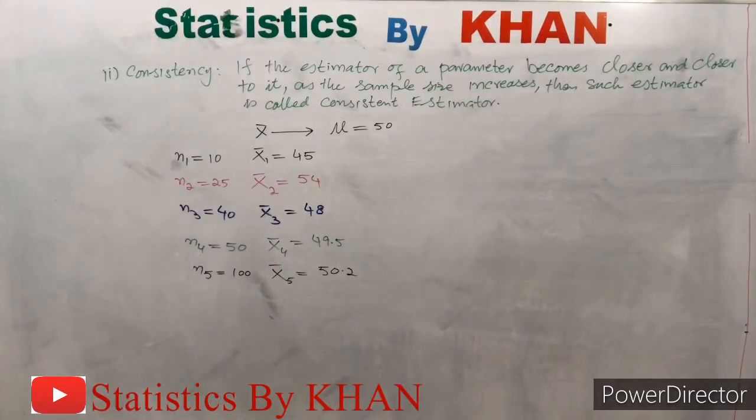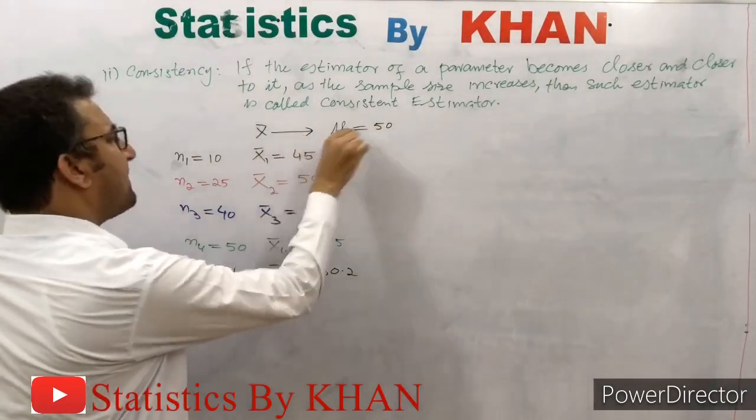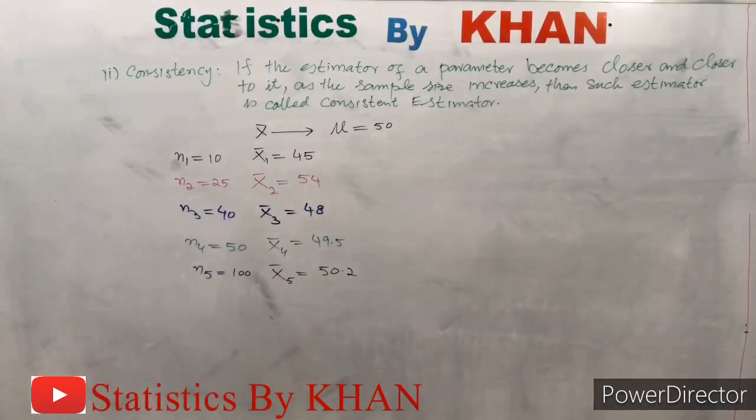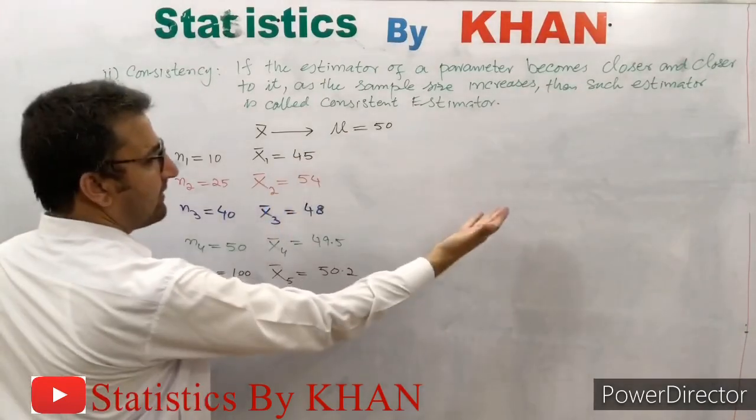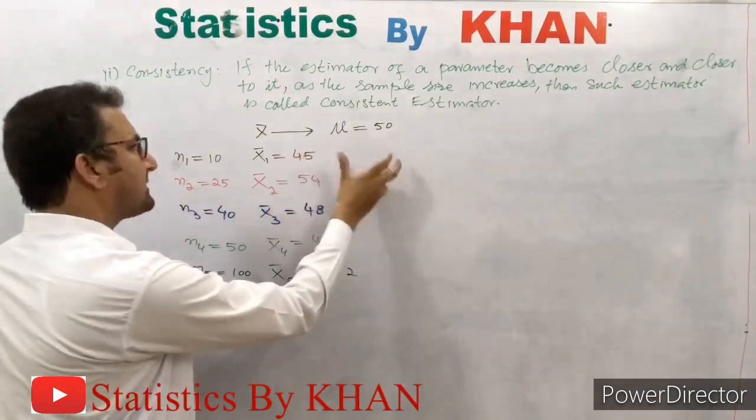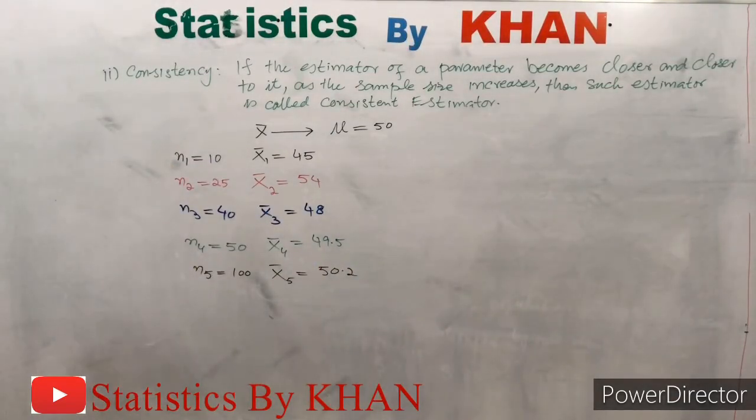But do remember, you will consider the distance between the estimator and the population parameter. You should not be confused that it was 45 and next time 54. It doesn't matter whether the value of the estimator is smaller than the parameter or greater than the parameter. What matters is the distance between the parameter and the estimator. So if the distance becomes smaller, then the estimator would be said to be a consistent estimator.